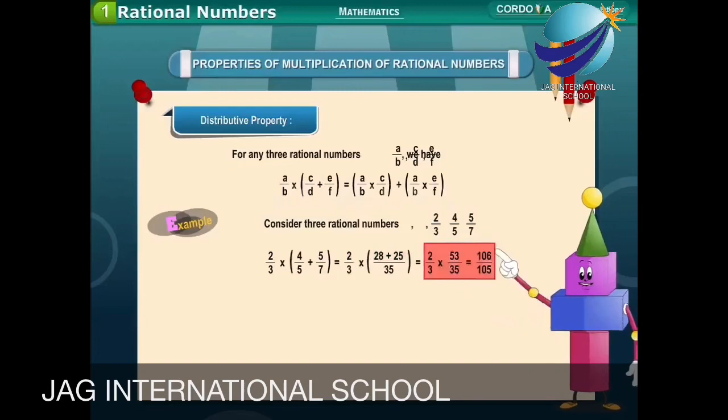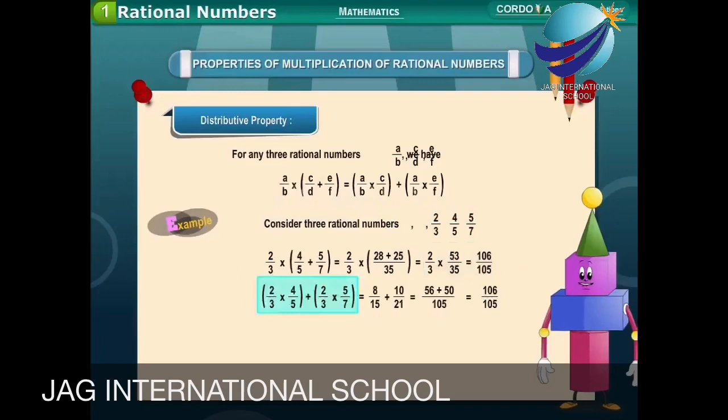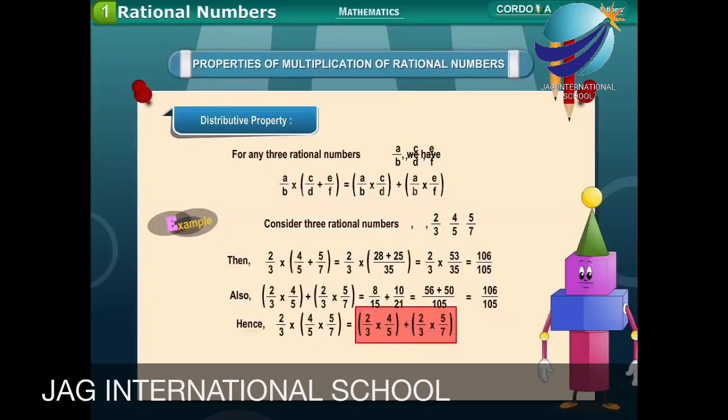Also, 2/3 × 4/5 + 2/3 × 5/7 is equal to 8/15 + 10/21, which is equal to (56 + 50)/105, which is equal to 106/105. Hence, 2/3 × (4/5 + 5/7) is equal to 2/3 × 4/5 + 2/3 × 5/7.